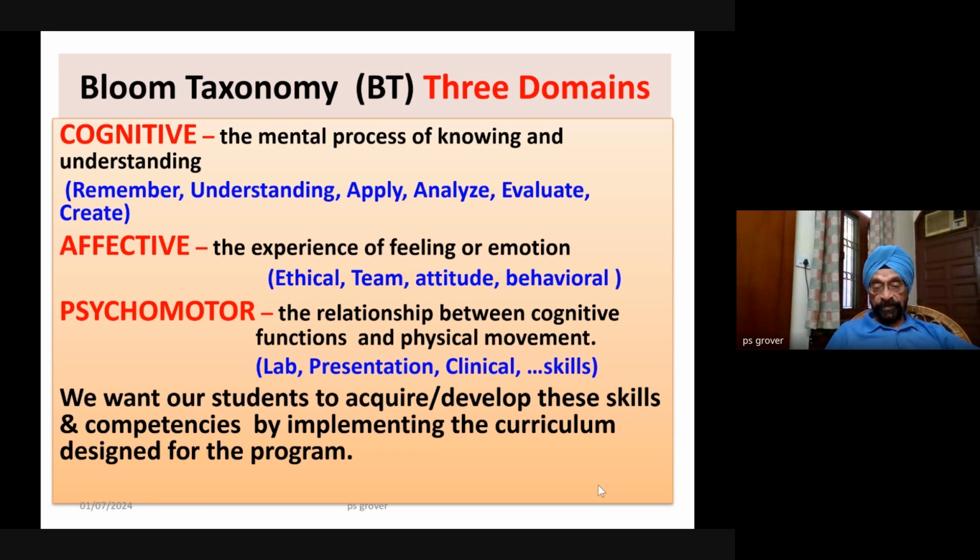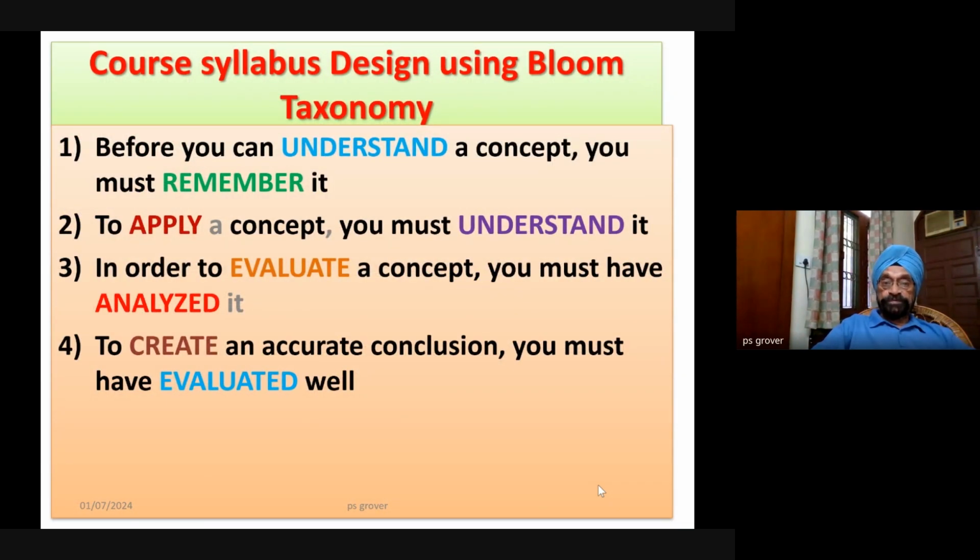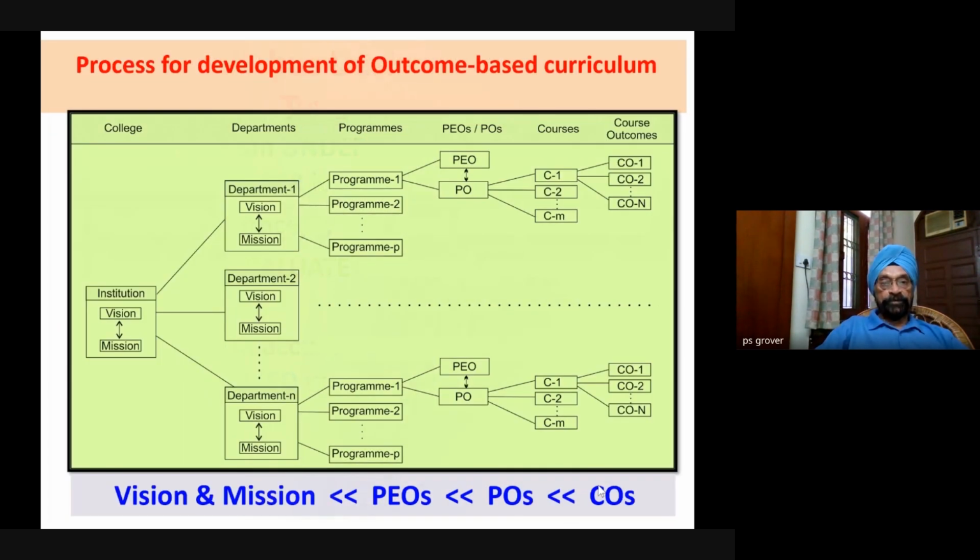Example, lab work, presentation, how to use the critical skill. We want our students to acquire and develop these skills and competencies by implementing the curriculum designed for the program. So, the course syllabus uses the Bloom taxonomy, which indicates the hierarchical graded design of this syllabus. Now, see, it says before we can understand, we must remember. Now, to apply, we must understand, and so on. These things play an important role. Now, when I'm looking at the curriculum, I'm looking at the institution vision and mission.